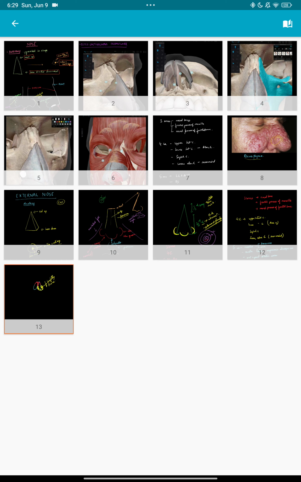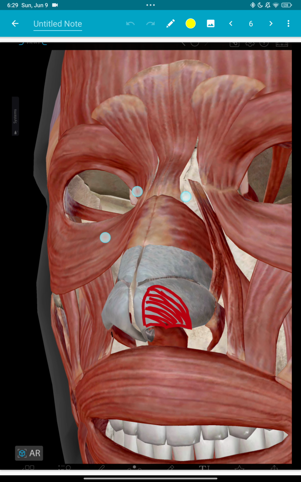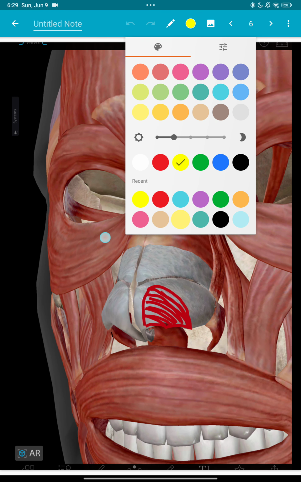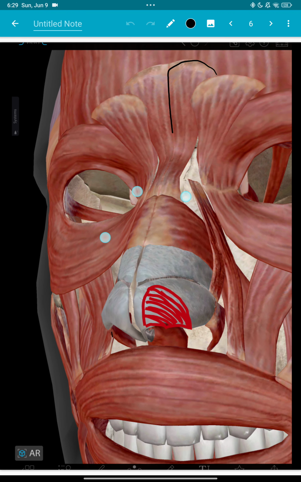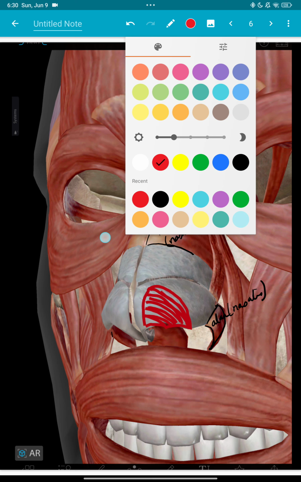Okay. Now we come to the muscles. The muscles in the nose, we learned there are 5 muscles, right? Number 1 is the procerus. This is procerus. We just need to know the location. Then we learned that nasalis has 2 parts. This is the transverse part of nasalis, and this is the alar part of nasalis.